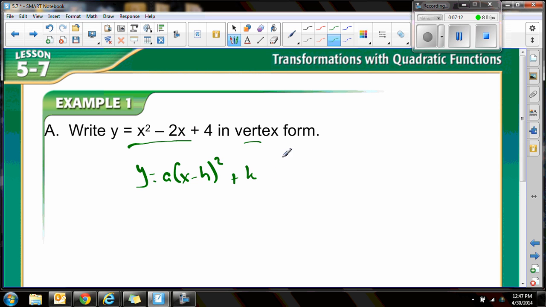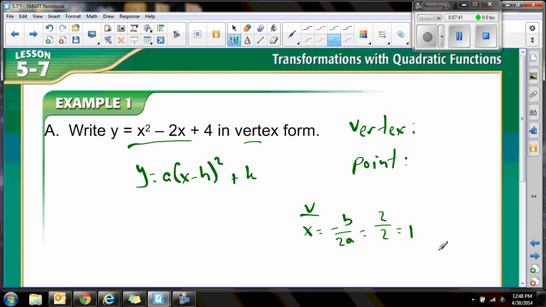So I need two things in order to get this to vertex form. I need the vertex, and I need one additional point. So let's start with the vertex. The way I find the vertex is the x-coordinate is negative b divided by 2a. So for this problem, the b would be negative 2. So negative negative 2 is now a positive 2 over 2 times a, or 2 times 1, which gives me a value of 1.